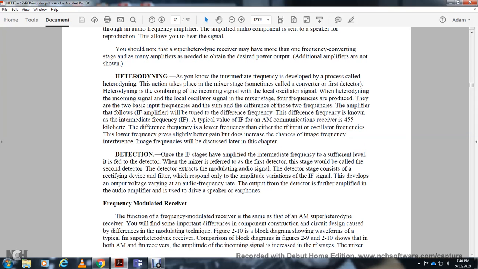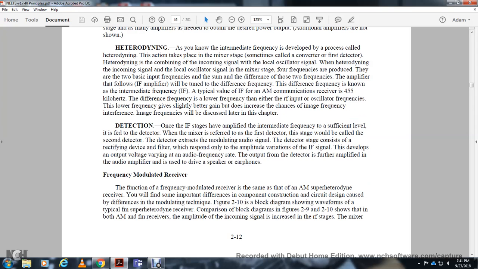For detection, the intermediate frequency is amplified to a sufficient level over the first detector, the mixer of the radio, and the second detector extracts the modulating signal. The detector stage consists of a rectifying device and filter. It will respond only to the amplitude variation of the intermediate frequency signal to develop an output voltage varying in the audio frequency range. The audio output of the detector is further amplified by the amplifier used to drive the speakers and earphones.